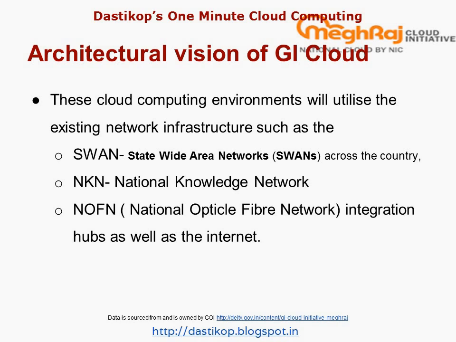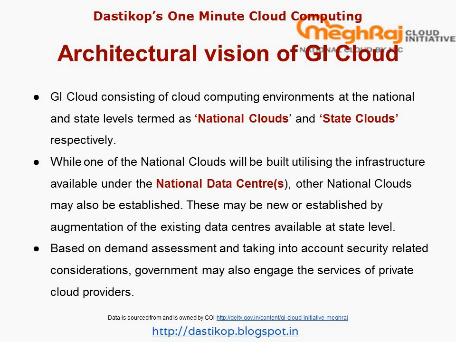So this cloud computing environment will utilize the existing network infrastructure such as SWAN, that is State Wide Area Networks, the National Knowledge Network, and the National Optical Fiber Network as well. That means this is an investment that the Indian government has already made, and now we are optimizing it. These national clouds and state clouds are the responsibility of the state, but they would be building on the basis prepared by the central government. And we will have what are known as national data centers, which store the data of both central and state government.